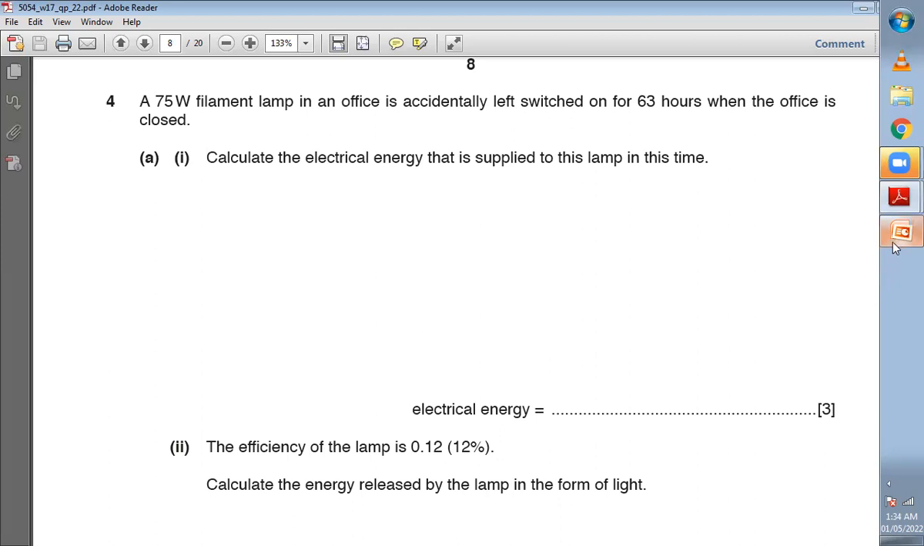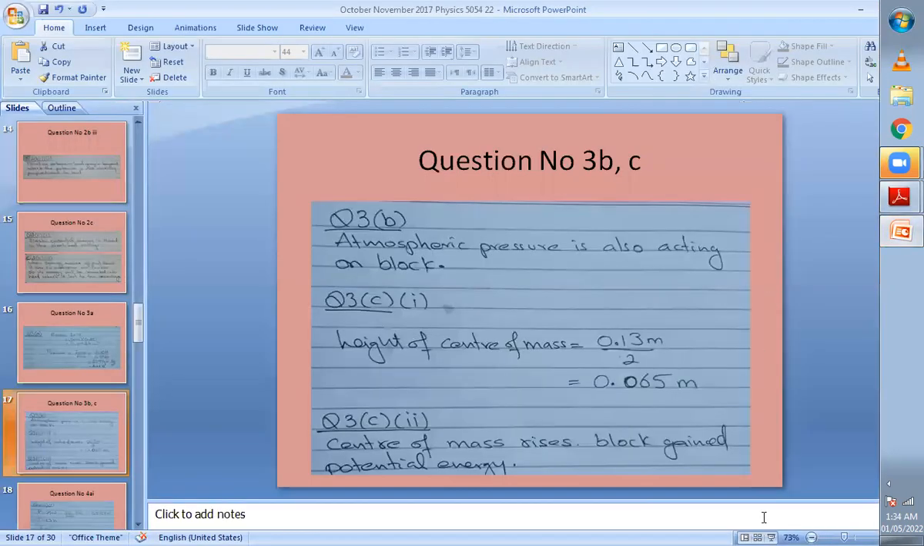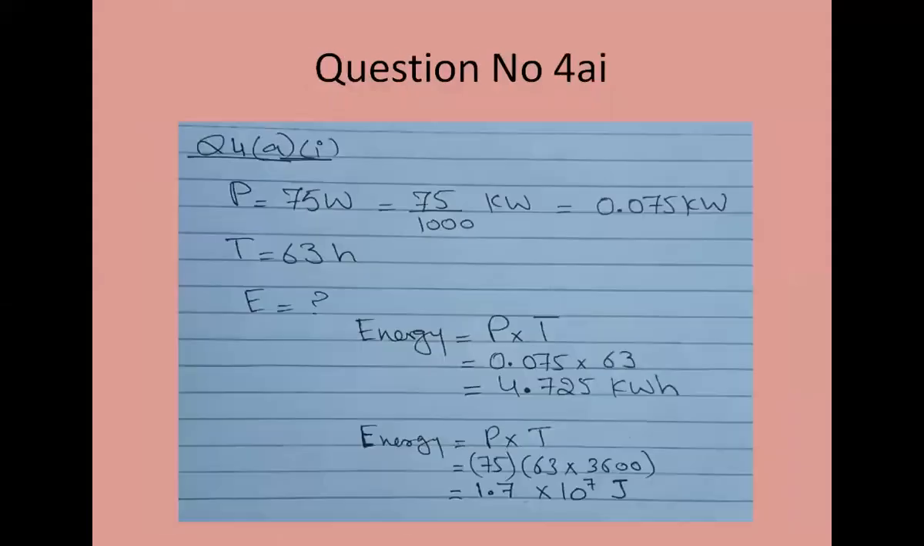So let me show you. I have done this in both ways. That's the first thing, and I converted the power, 75 watt, into kilowatts, so divided by 1000, so 0.075 kilowatts. The time is 63 hours. Energy is equal to power multiplied by time, so 0.075 kilowatt multiplied by 63 hours, so you get 4.725 kilowatt hour.